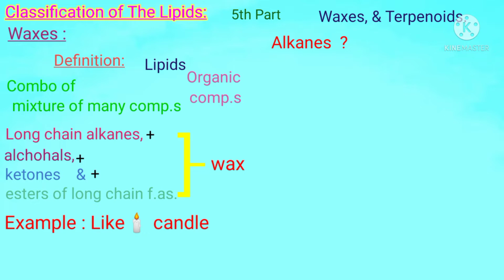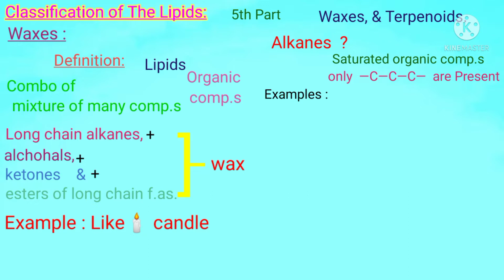Dear students, alkanes are the saturated organic compounds and only single bonds are present in the alkanes. Dear students, there is no more space for any atom to enter further into an alkane. All the carbon atoms in an alkane have full 4 bonds. For example, CH4, that is methane, CH3-CH3, that is ethane.